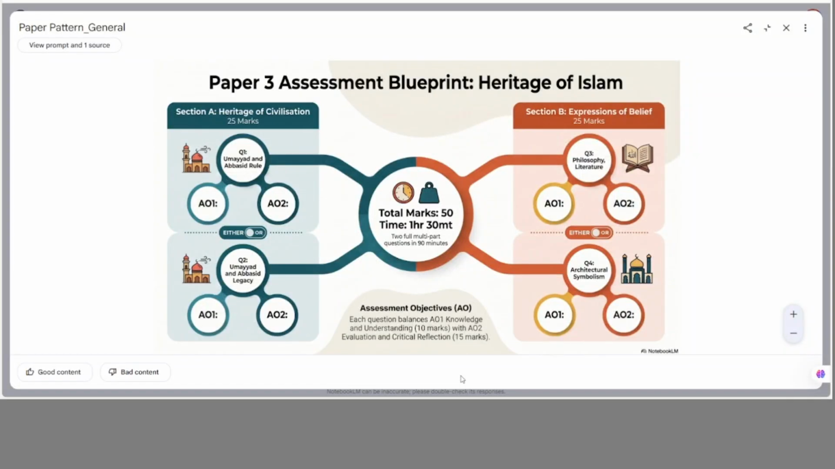The paper pattern is that there will be 4 questions, and you only need to attempt 2 questions. One question from Section A and one question from Section B. Got it? Each question consists of 2 parts, part A and part B. And you know what they are. Part A is AO1 and part B is AO2.